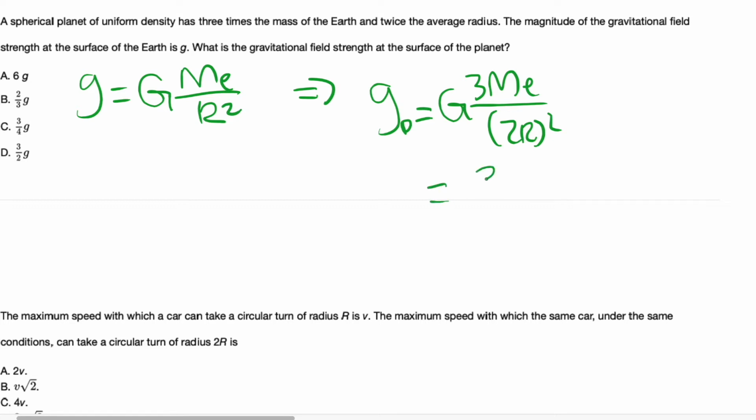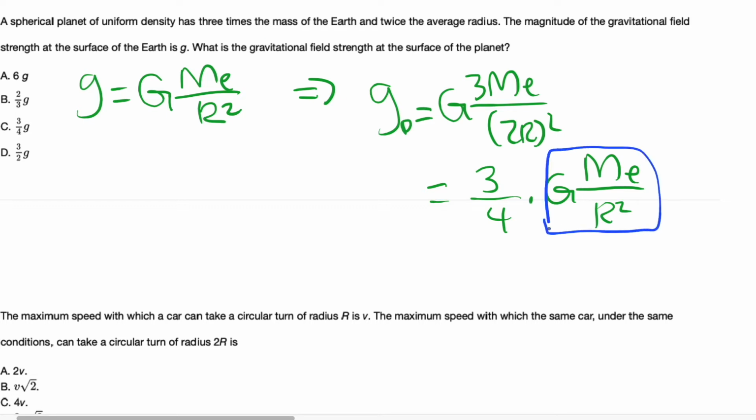And this is going to be equal to 3 over 4 times G constant times the mass of Earth divided by r squared. And this part we know is equal to g, the gravitational field of Earth. So the answer is going to be C.